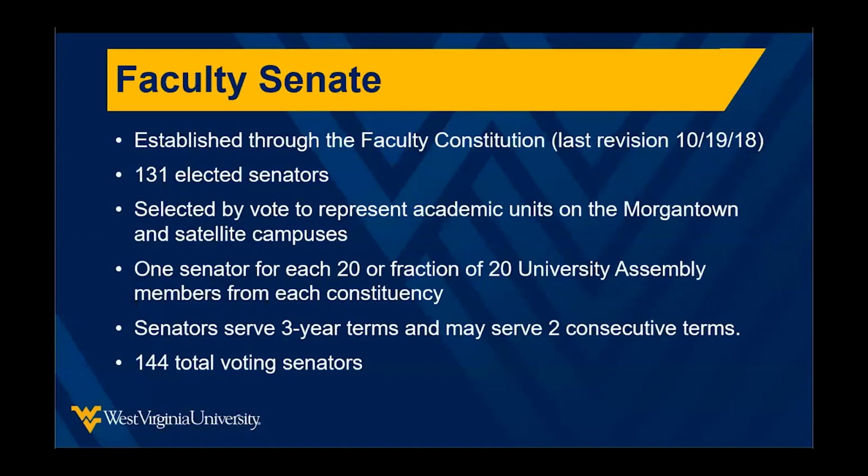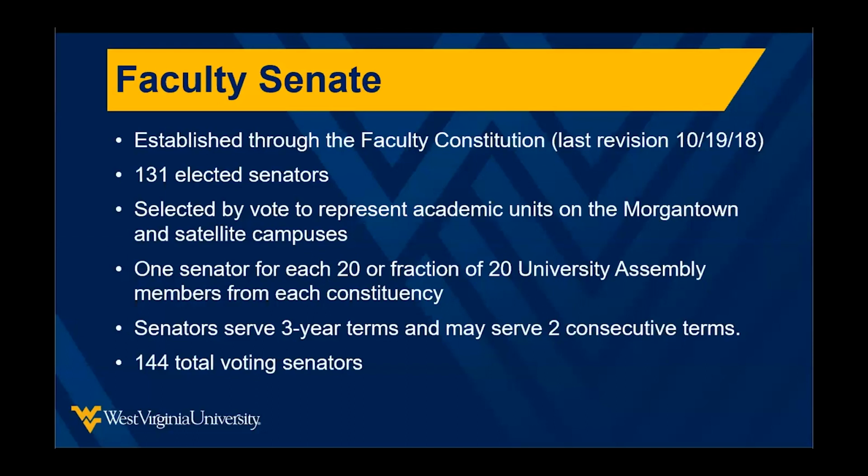It is established through our faculty constitution, which has had several revisions over the decades, but most recently was revised in October of 2018. We currently have 131 elected senators, and that number fluctuates every year, potentially depending on the number of members in each constituency, that is in each college.